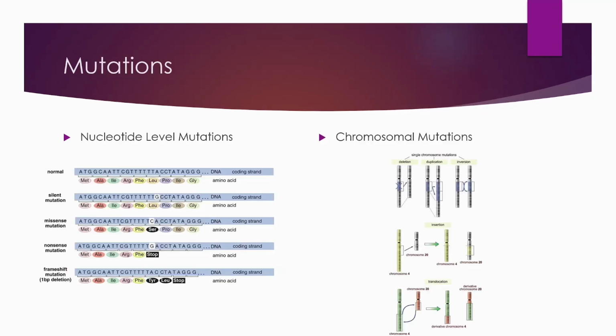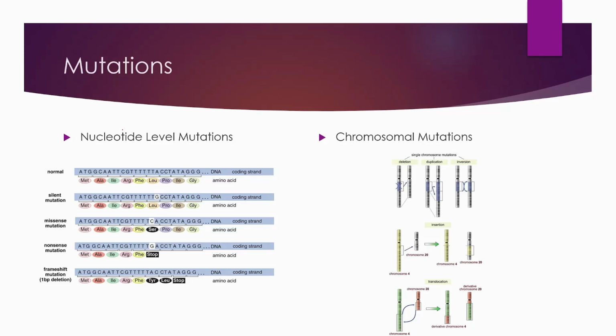Now let's talk about mutations. A mutation is a change in your DNA sequence that results in a mutant allele. The original one is usually called the wild type, while the mutant one usually has its own special name. So, that being said, let's talk about various different types of nucleotide mutations.